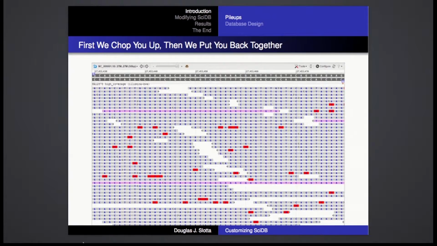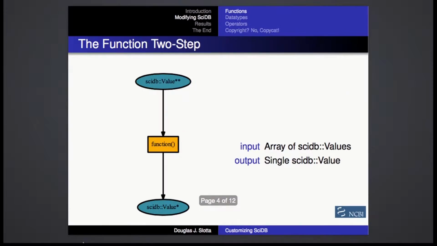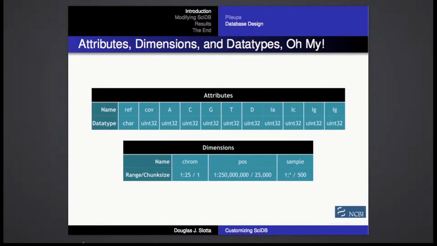As most of you probably know, in modern sequencing you take the genome, chop it up into many small reads, reassemble and realign those to a genome, and then you can derive the actual sequence from there. So here we're taking account of all the raw reads. Our data model is fairly simple. We have three dimensions, chromosome, position, and the sample number, and about 11 attributes at each location: number of A's, C's, T's, G's, deletions, insertions, and so forth.